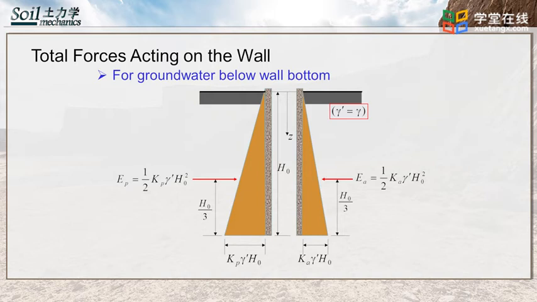When the water table is below the wall bottom, the soil's effective unit weight equals its unit weight. So the active earth force and the passive earth force can be calculated using the effective unit weight. Their acting point is at 1/3 of the height of the wall above the wall bottom.